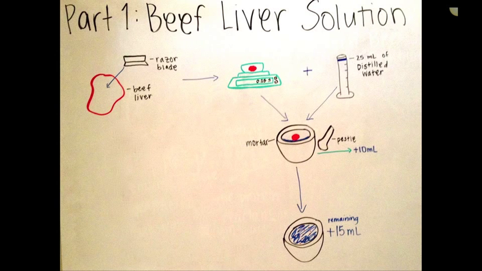Part 1. Making beef liver solution. Cut and measure 0.25 grams of beef liver and 25 milliliters of distilled water. Add the beef liver and 10 milliliters of the distilled water into the mortar. Using a pestle, grind the beef liver until there are no more chunks of beef liver remaining. Add the 15 milliliters of distilled water to the mortar.